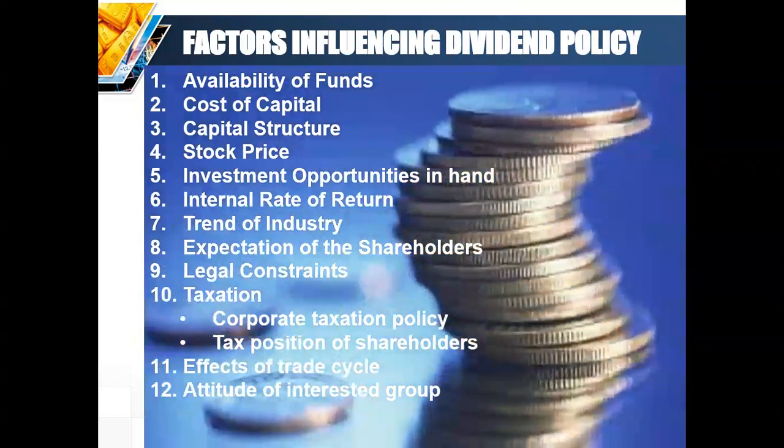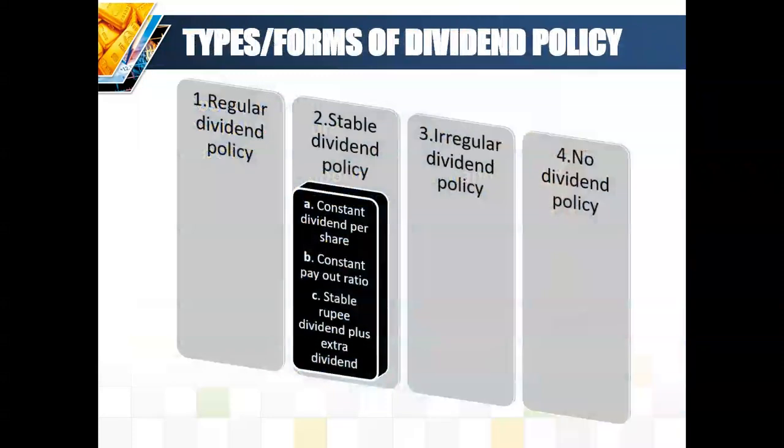Having said that, let me go on to the main types or forms of dividend policy. There are different types or forms of dividend policy. It is also known as the classification of dividend policy. In this, the first one is regular dividend policy. The second one is stable dividend policy, in which there are constant dividend per share, constant payout ratio, and stable plus extra dividend. The third one is irregular dividend policy, and the fourth one is no dividend policy. I will go one by one.